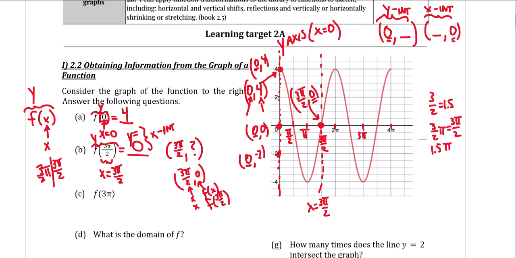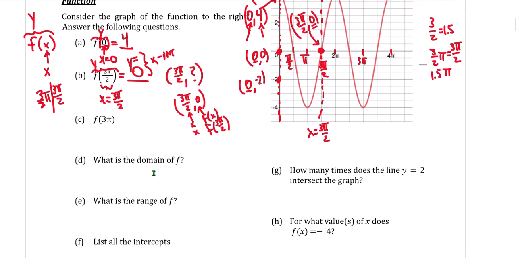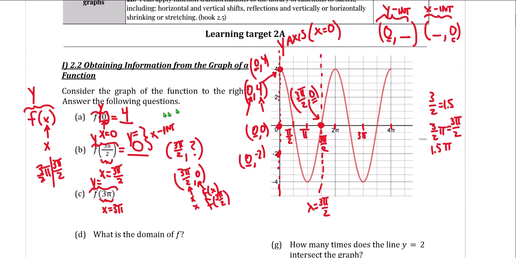In example C, we've got f of 3 pi. So again, it's the same situation here. We are given an x value. The x value is in parentheses. The x value in this case is 3 pi. And we are being asked to determine what the function's value is, or what the y value is at x equals 3 pi. So again, they're asking us what y equals when x equals 3 pi. So we're going to do the same thing we did in the last two cases. We're going to go to 1 pi, 2 pi, we're going to go to 3 pi. There's 3 pi. That's where x equals 3 pi.